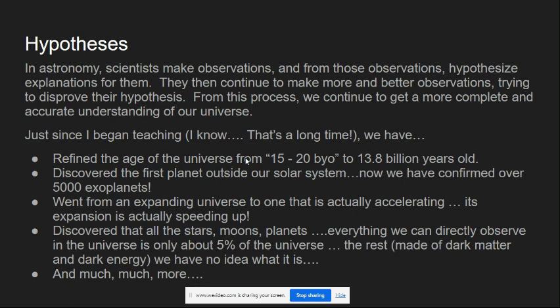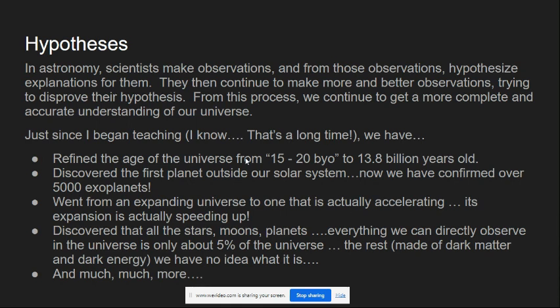We went from an expanding universe to one that's actually accelerating. There was actually a time when we didn't know if there was an open universe or a closed universe. The idea of that is, is the universe just going to continue to expand forever? Or will gravity catch up to it, start slowing everything down, then pull it all back together in what was known as the Big Crunch? We now know that there is not enough gravity, that there is a repelling force in our universe called dark energy that's actually causing the universe to expand faster. It's accelerating.